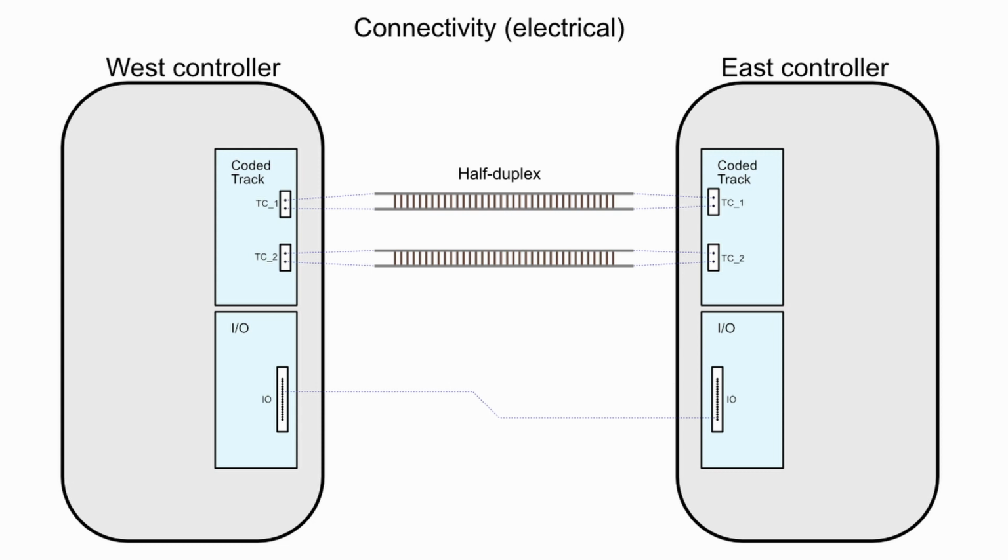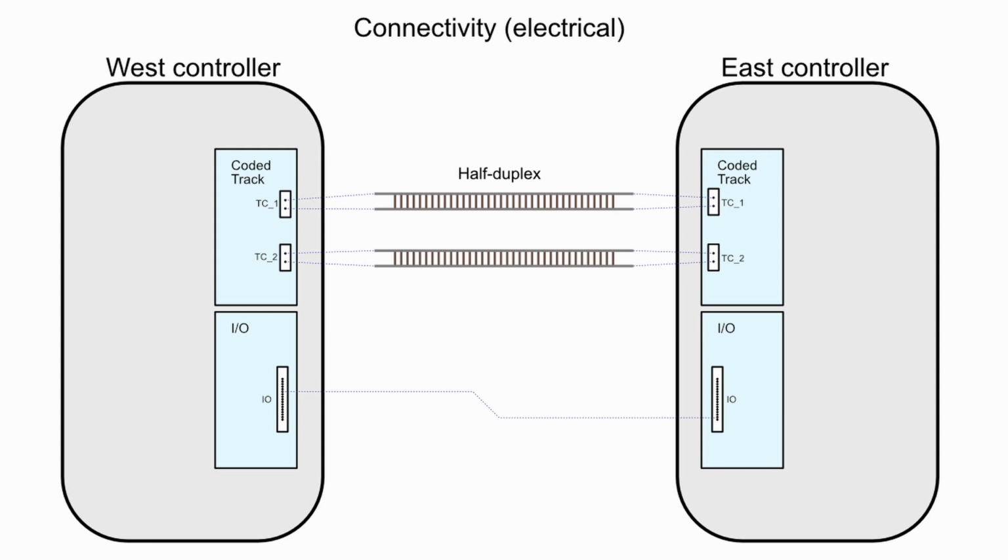This video is a tutorial on communication setup in VitalSim with a focus on configuring coded track and general I/O cards. This diagram shows a location with two controllers, one called East and another called West. Each controller has two cards installed, a coded track interface card and a general purpose I/O card.